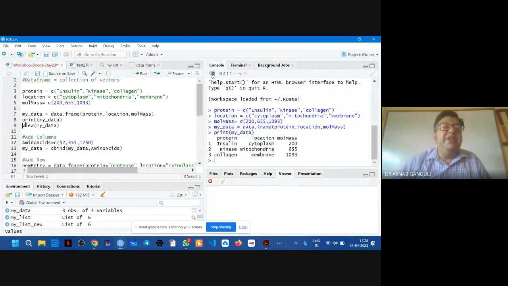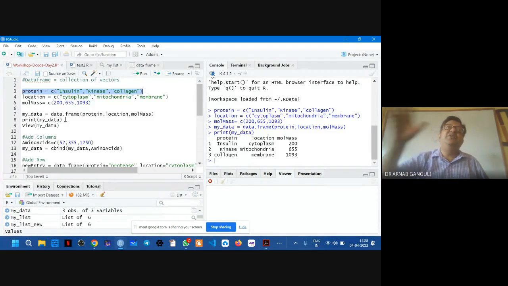What I'm giving is actually I'm typing data in human language, which we can understand. And then you have three different data: protein, location, molecular mass, and you have my data. You're making it into a data frame. Data frame means you make it in boxes, in tabular form.